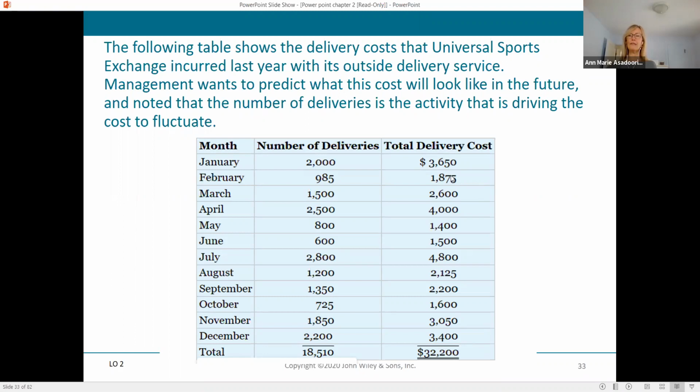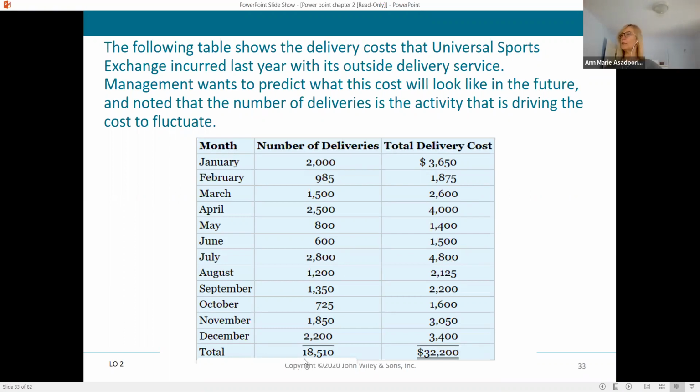It's sort of all over the board. I have 1,875 in February, and then at one point in July, I have 4,800. So Universal wants to be able to better predict what this cost is going to look like next month in January.